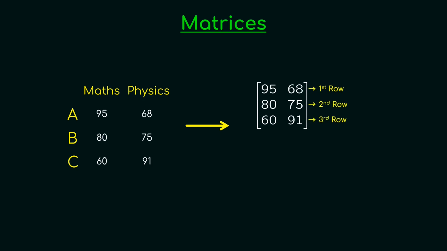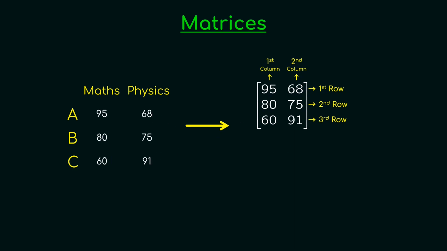For example, in this case there are 3 rows and 2 columns, right? Now here, if you observe carefully, each row represents a student. The first row represents the first student, A, and the second row represents B, and the third row represents C. Similarly, the first column represents maths, and the second column represents physics.